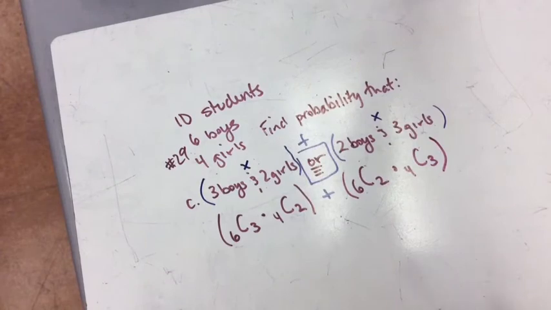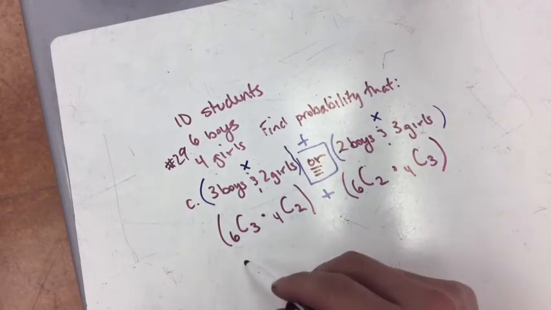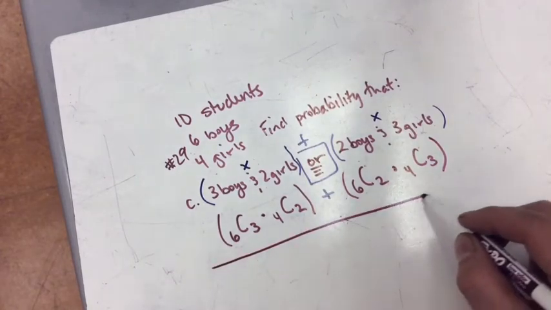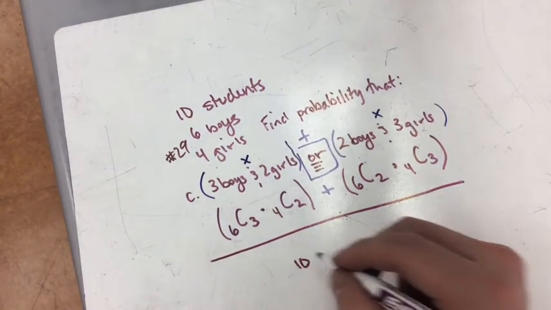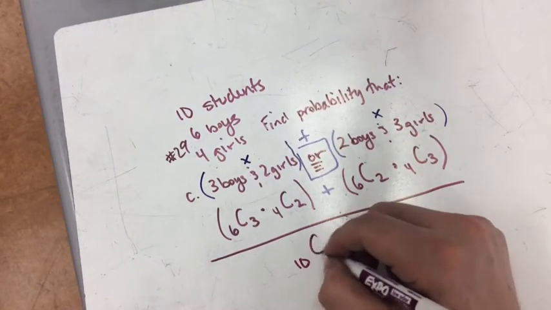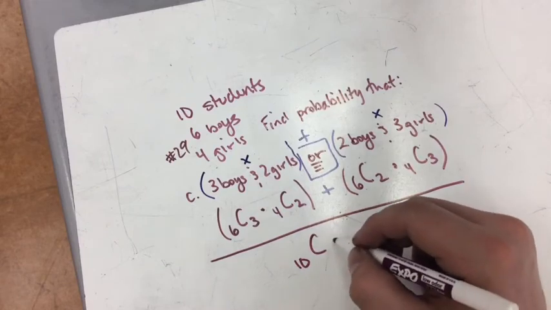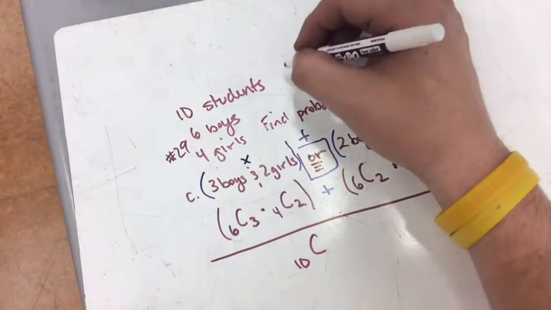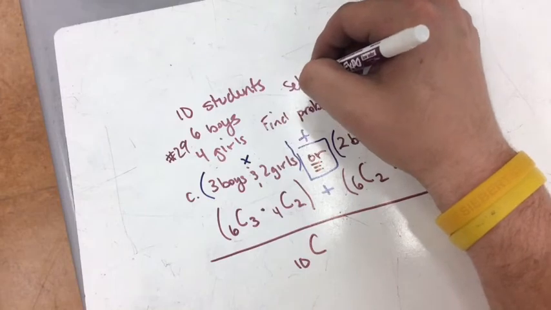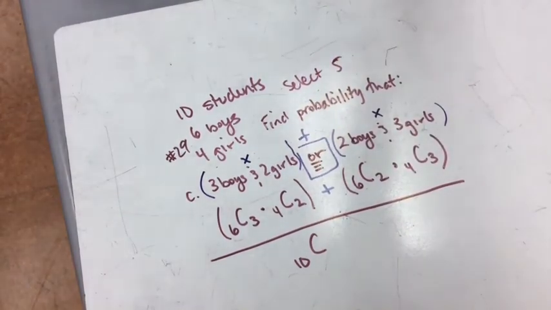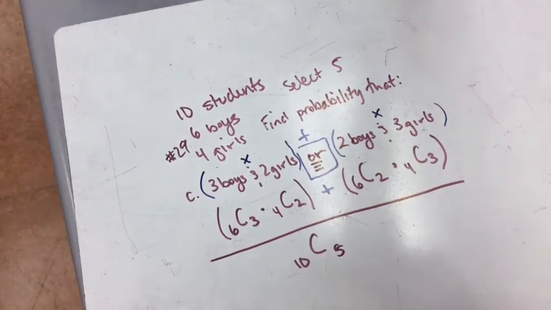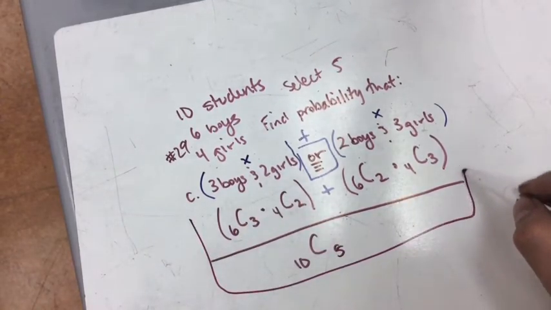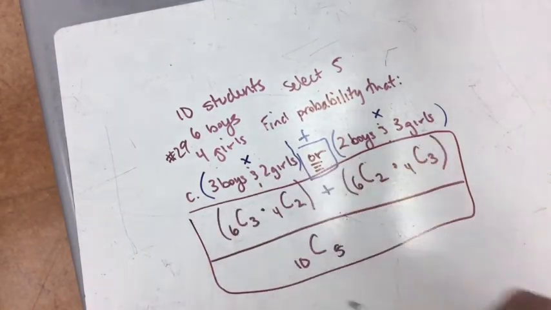Since it's a probability, this only gives us our numerator. We need to divide this by the entire sample space, which is the 10 students we're choosing from. Choose how many on this committee? Oh, we were doing 5. Select 5. Excuse me, that was important. So we're doing 10 choose 5. Again, this is going to be some number. I'll leave that to you at home with the calculators.